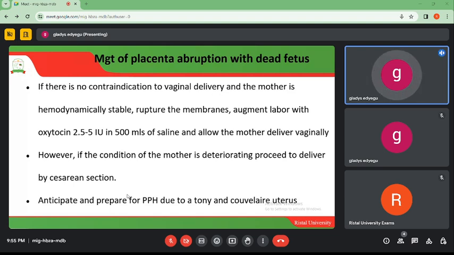However, if the condition of the mother is deteriorating, proceed to deliver by cesarean section. So as I mentioned earlier, the key thing is the condition of the mother, and the hemodynamic stability of this mother should be considered. If there is deterioration in her condition, then you should not continue monitoring this mother to deliver vaginally, but do a cesarean section. Anticipate and prepare for PPH due to atony and Couvelaire uterus.